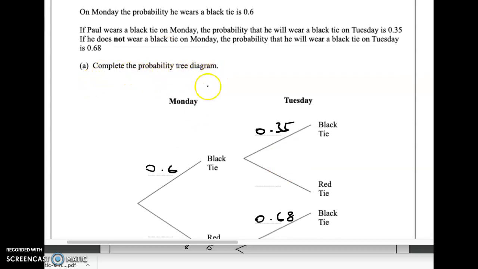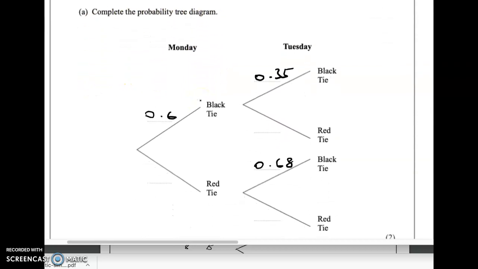Complete the probability tree diagram. Okay, so you know that these have to equal 1, which means this has to equal 0.4. This stage here has to equal 1, so this will be 0.65, and this has to equal 1, so it's going to be 0.32.